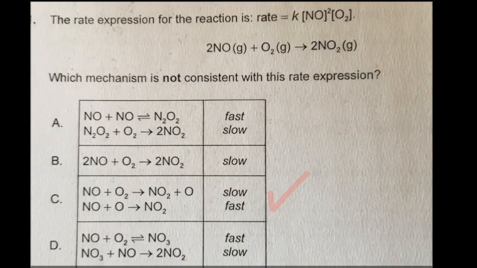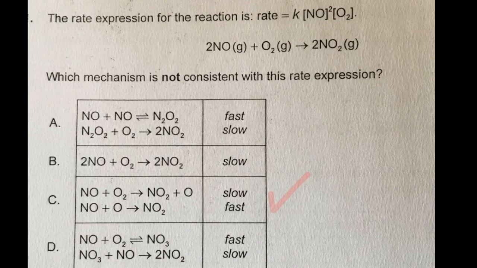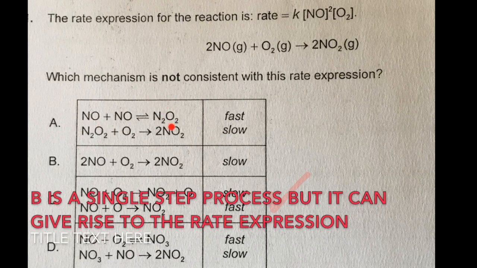If you decided that C is not consistent, then you're correct, because if C were the rate expression, then the fast stage of the reaction, which produces NO2, is not even a reactant in the slow step. So the fast step does not lead into the slow step like it does here and here, where the product of the fast step leads into the slow step, and here the product of the fast step leads into the slow step.